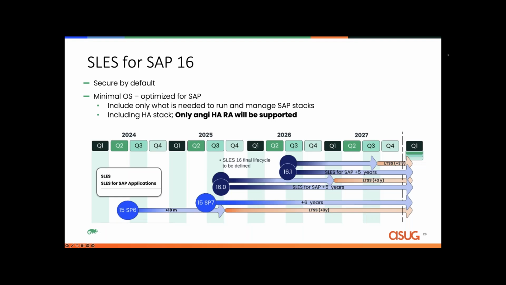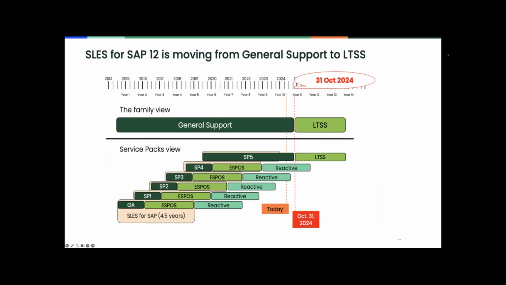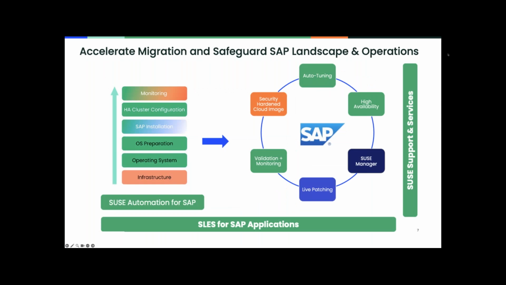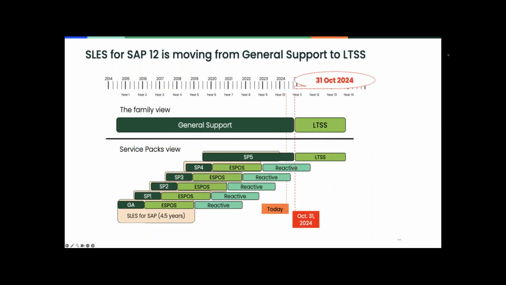And here's the timeline. I'm not going to go over this. I basically just talked about this. So let's continue on. If you are running SLES 12 for SAP, you can see that it went from general support to LTSS back in October of last year. Oops, I did not mean to go to that slide. So if you're on SLES 12, then you're going to have to go from general support to LTSS for additional support.